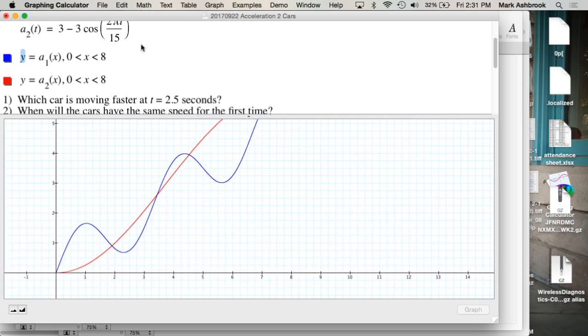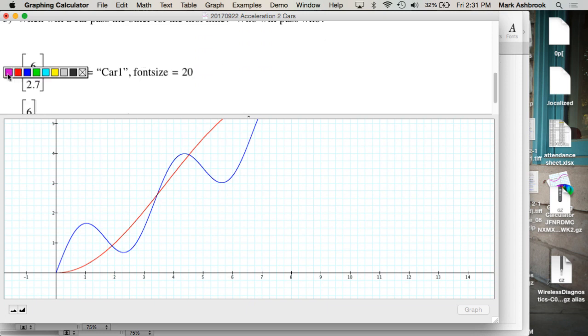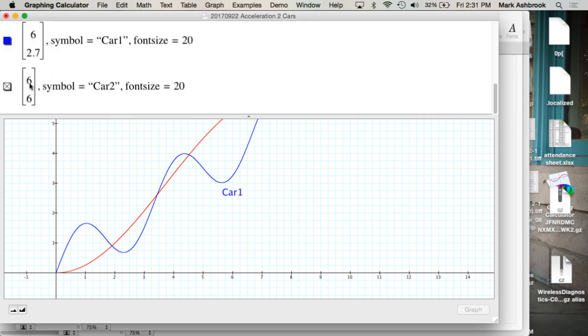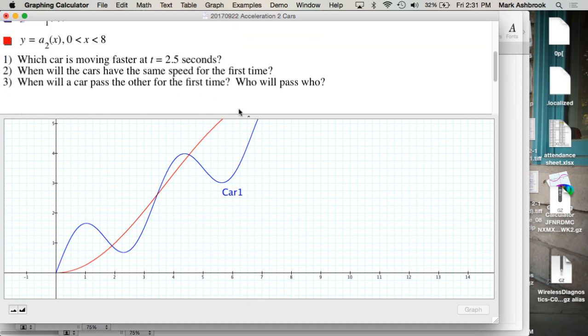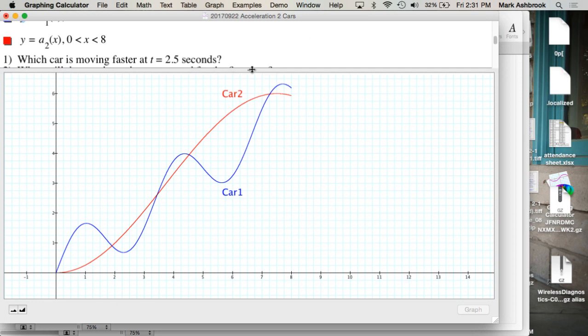Okay, so we got two cars, and I'll tell you the blue one is car 1, and the red one is car 2. And I got some questions for you. So at 2.5 seconds, so we were working on car 2 just now.